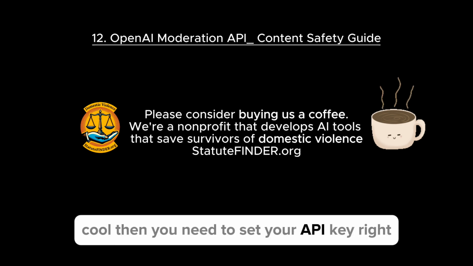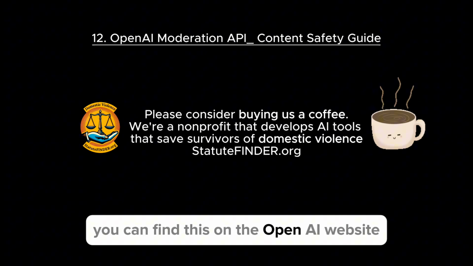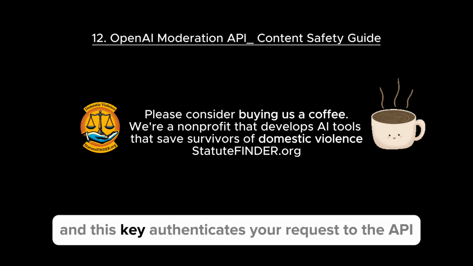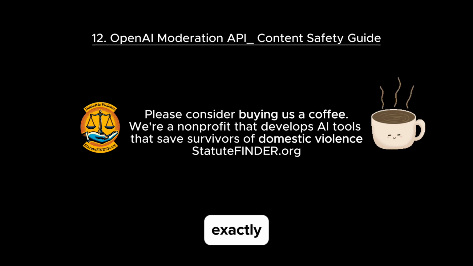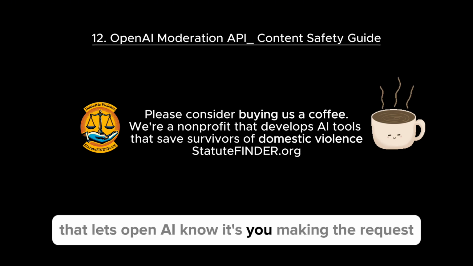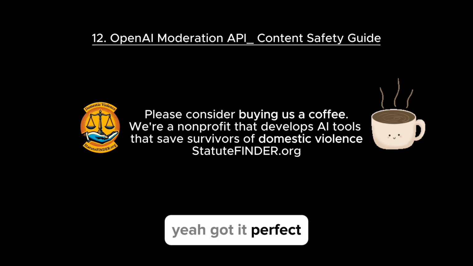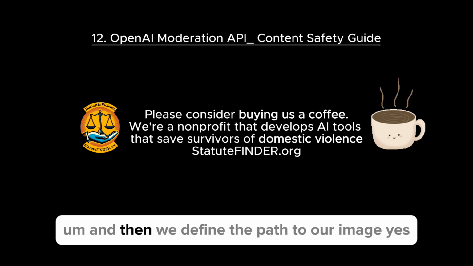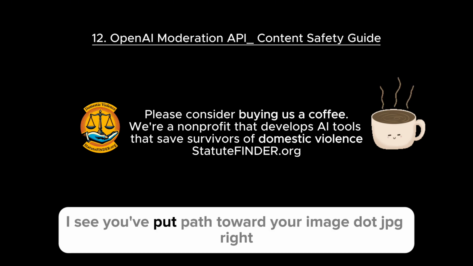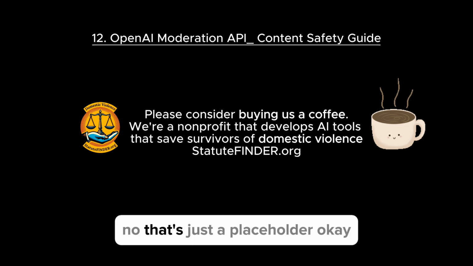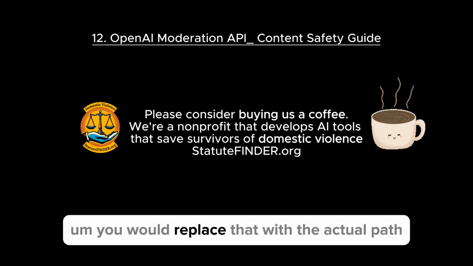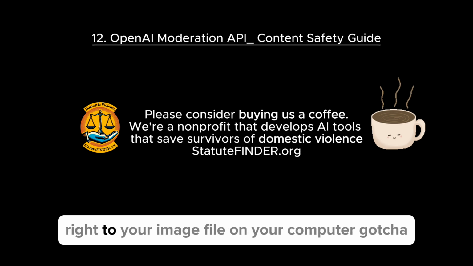Then you need to set your API key. You can find this on the OpenAI website. And this key authenticates your request to the API. So it's like your unique ID that lets OpenAI know it's you making the request. Exactly. And then we define the path to our image. I see you've put path to your image.jpg. Do I actually type that in? No, that's just a placeholder. You would replace that with the actual path to your image file on your computer.